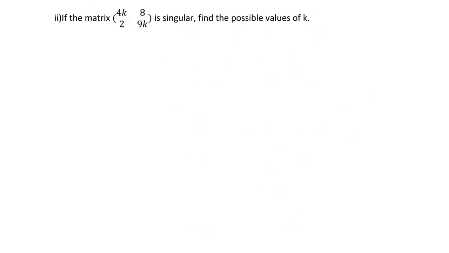For Roman 2, if the matrix [4k, 2; 8, 9k] is singular, find the possible values of k. Okay, so for this one, we have to recall that the determinant of a singular matrix is 0. With this in mind, we can use this to determine the value of k.